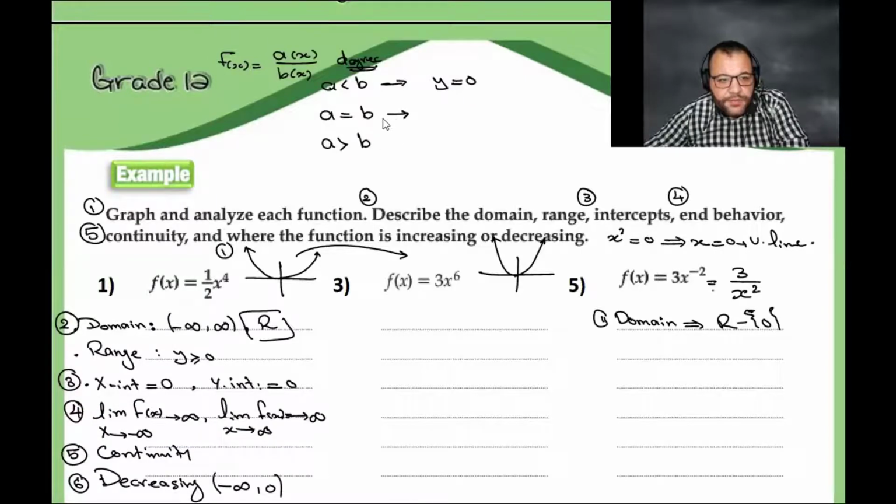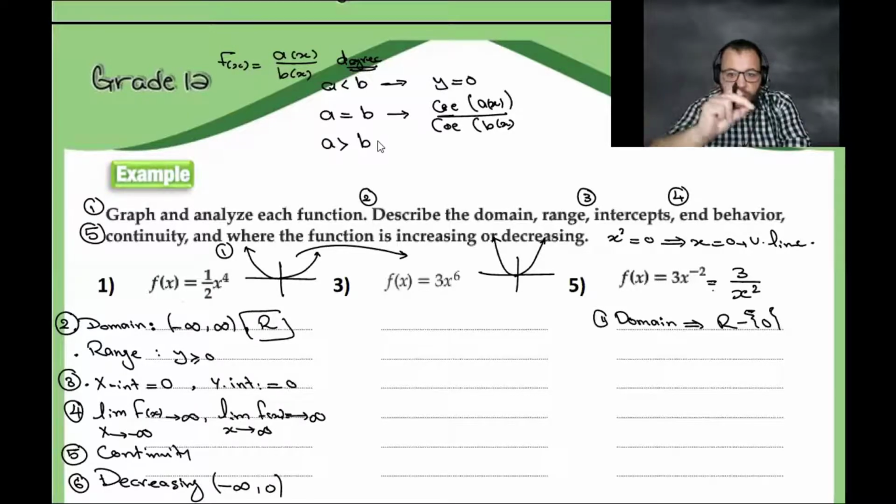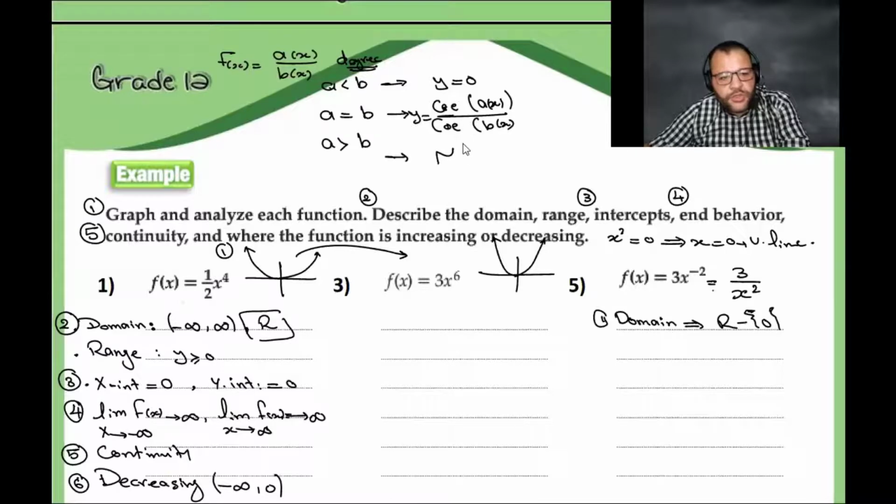The second one? The coefficient of a of x over the coefficient of b of x. Just take the leading coefficient over the leading coefficient: y equals the leading coefficient over the leading coefficient. What about the third one? There is no horizontal line of asymptote.